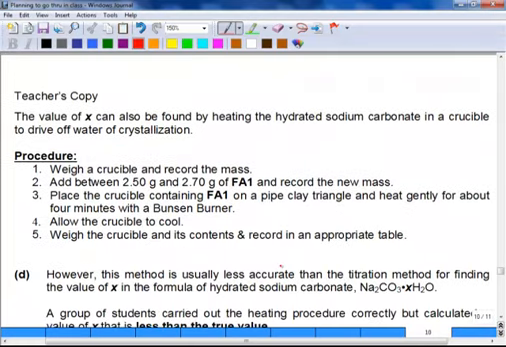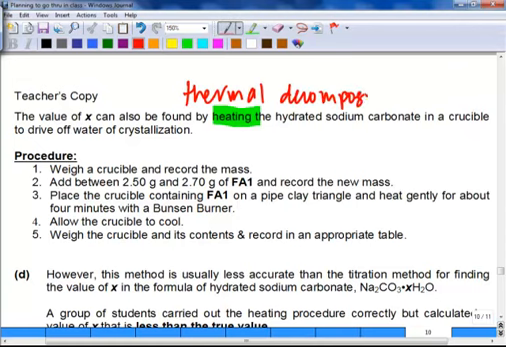Okay, last one already, the procedure, right? They say that instead of titration, they can do heating, thermal decomposition. Take note, this is thermal decomposition. Okay, for thermal decomposition, it is supposed to drive off the water of crystallization.